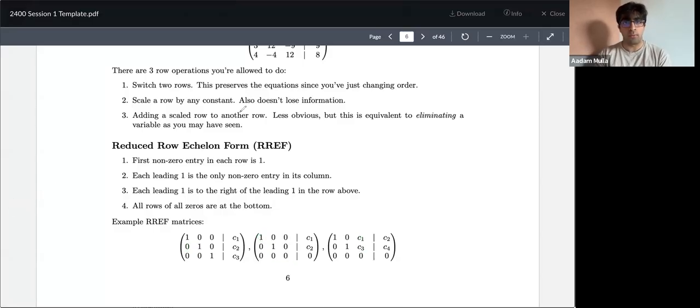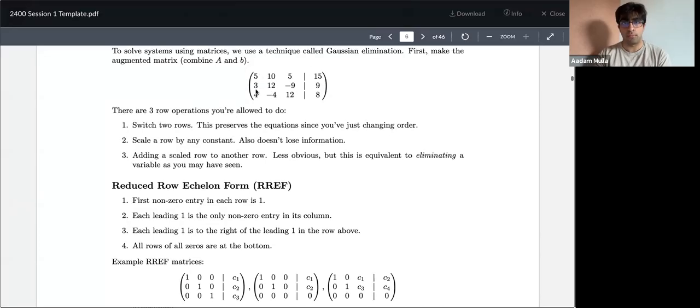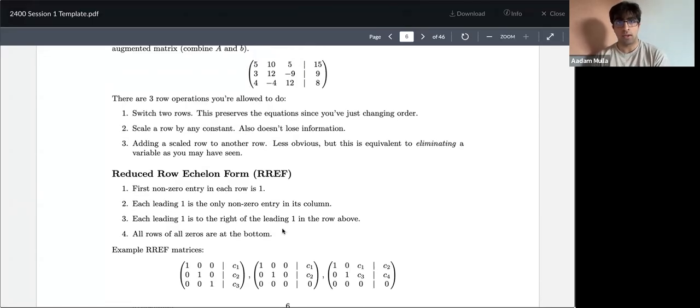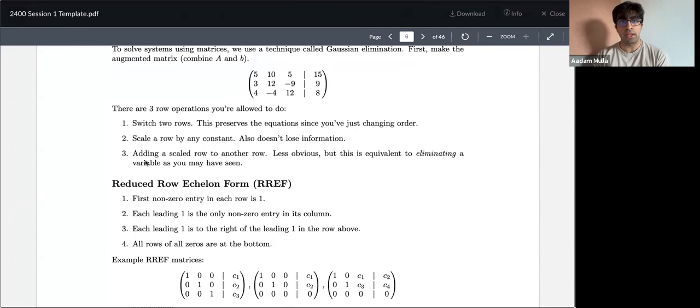And so how do we go from this original matrix form up here to one of these reduced forms? We do this thing called row reduction. There are three operations we can do to this matrix to turn it into this one. The first thing we can do is swap rows. So instead of 5, 10, 5, 15, I'm going to put the 5, 10, 5, 15 here, and then swap it with the 3, 12, -9. You just take these two rows and swap them.